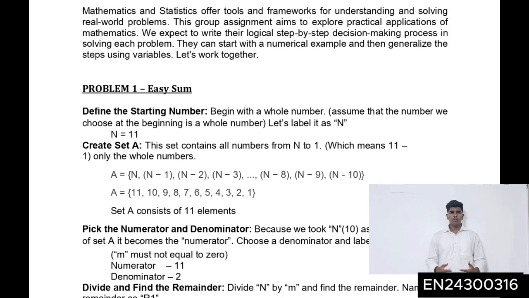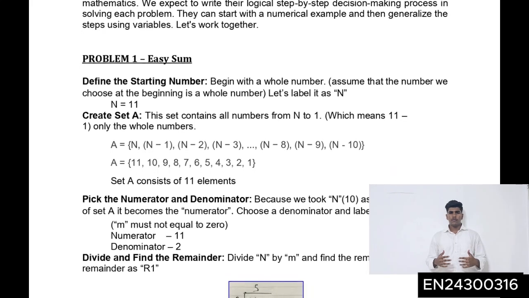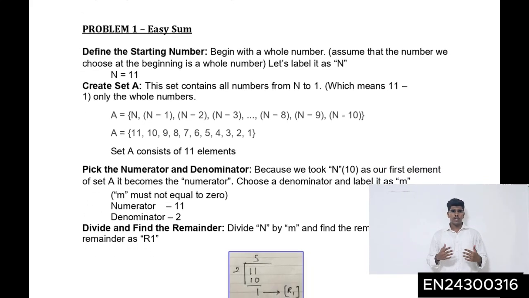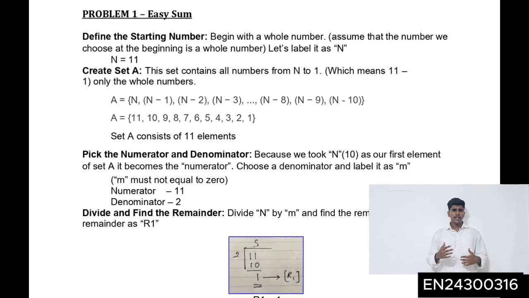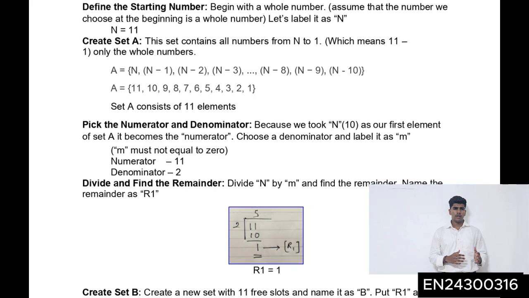Let's break down the problem of finding the easy sum. Start with a whole number, which we'll call n. For example, let's take n equals 11. Create set A, which includes all whole numbers from n down to 1.